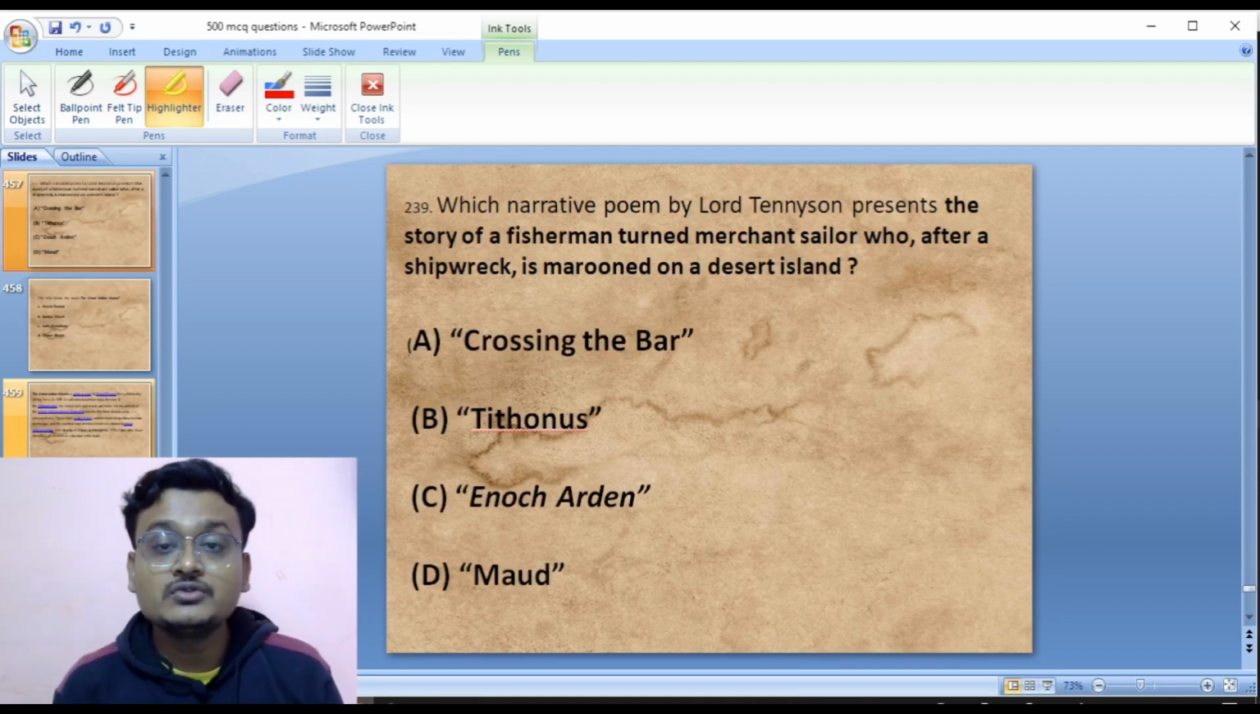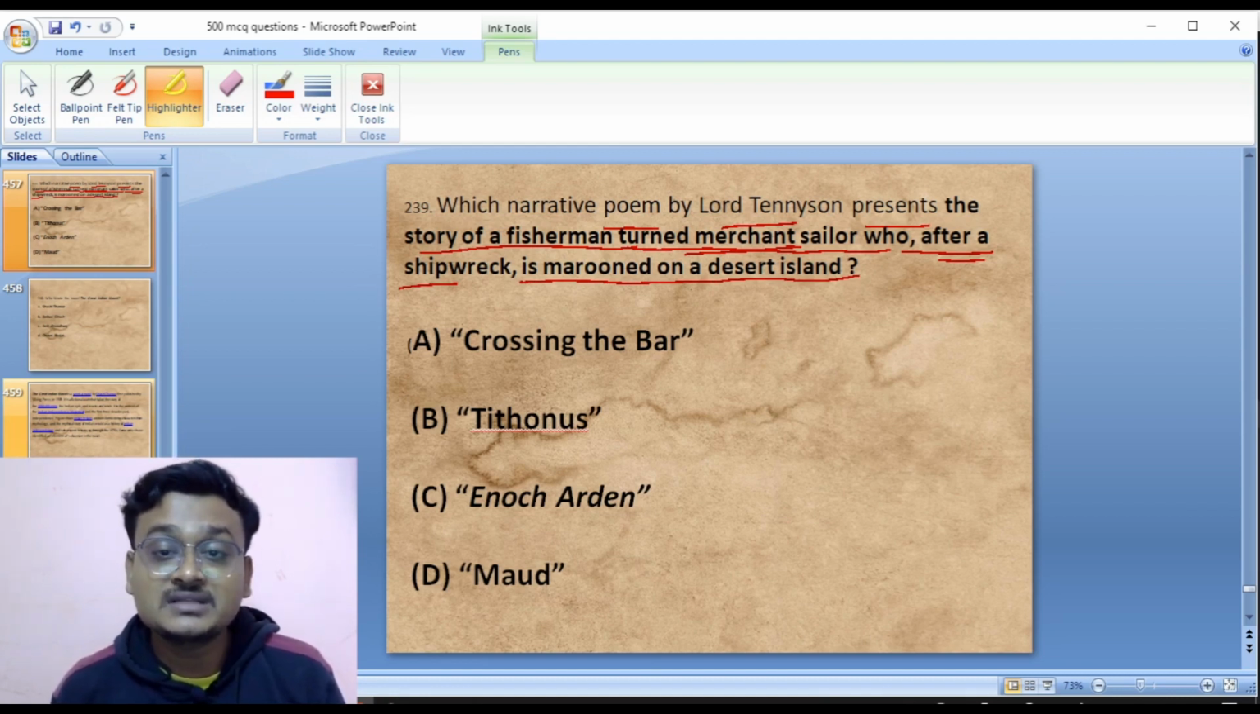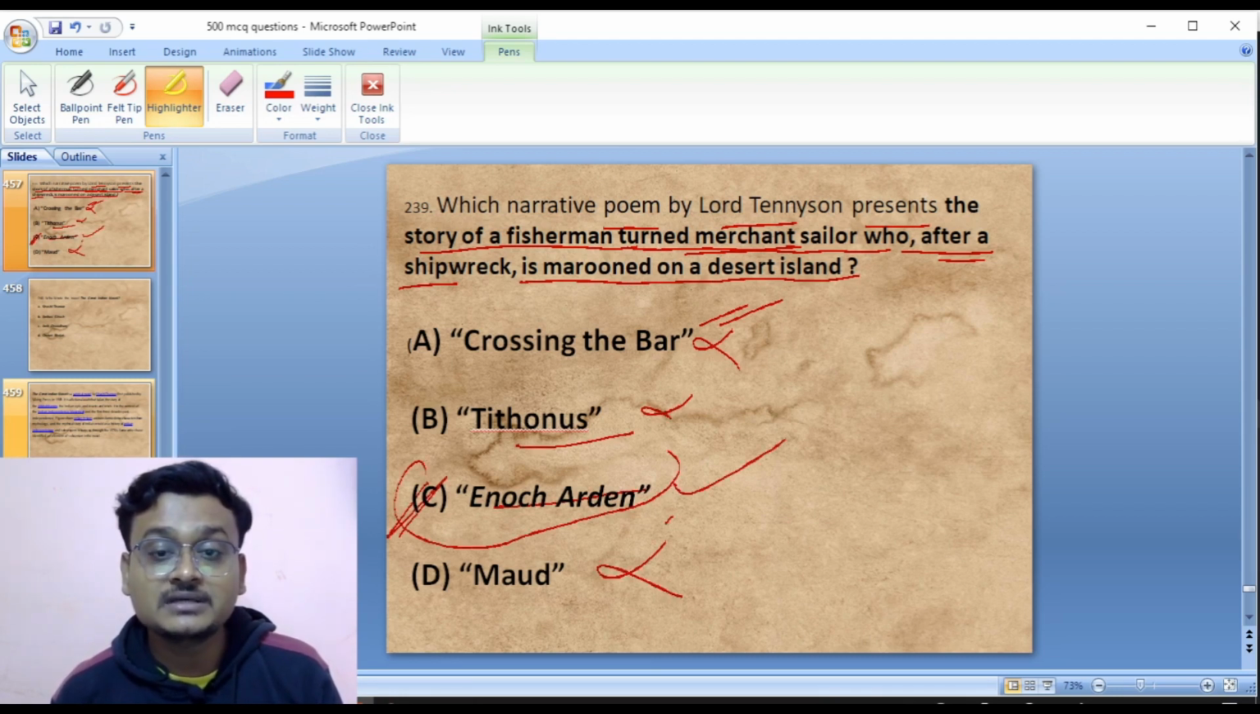Next question. Which narrative poem by Lord Tennyson presents the story of a fisherman turned merchant sailor who, after a shipwreck, is marooned on a desert island? Crossing the Bar, no. Tithonus, no. Enoch Arden, yes. So Enoch Arden is the right answer.